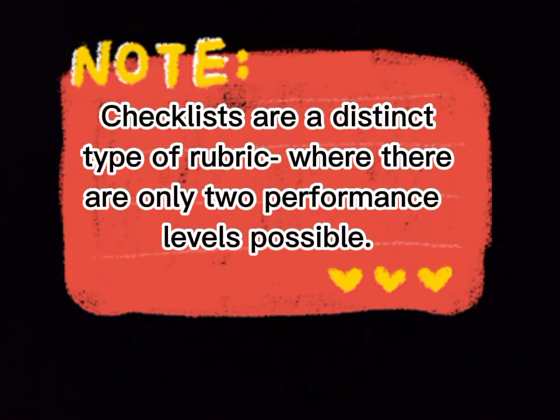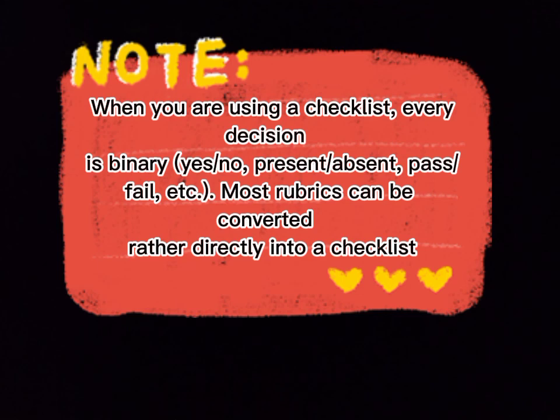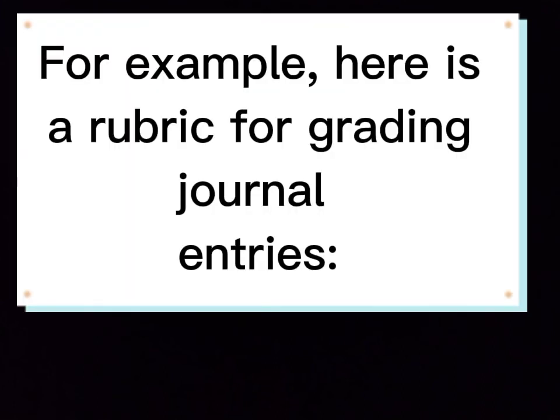Checklists are a distinct type of rubric, where there are only two performance levels possible. Checklists tend to be longer than other types of rubrics, since each aspect of performance you are looking for in students' work performances essentially becomes its own criterion. When you are using a checklist, every decision is binary. For example, yes or no, present or absent, passed or fail, and etc. Most rubrics can be converted rather directly into a checklist. For example, here is a rubric for grading journal entries.